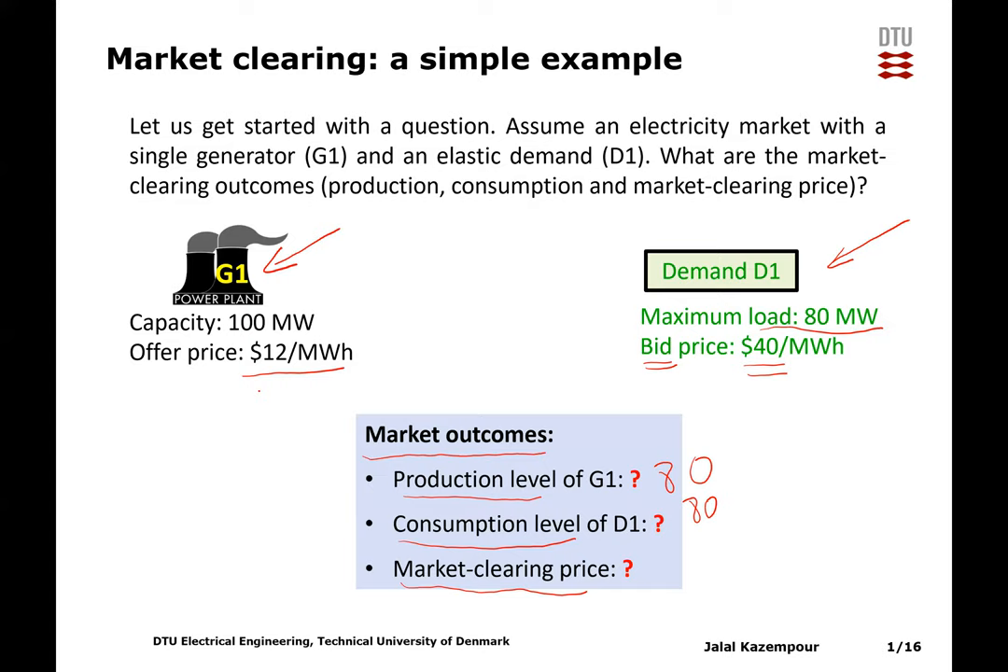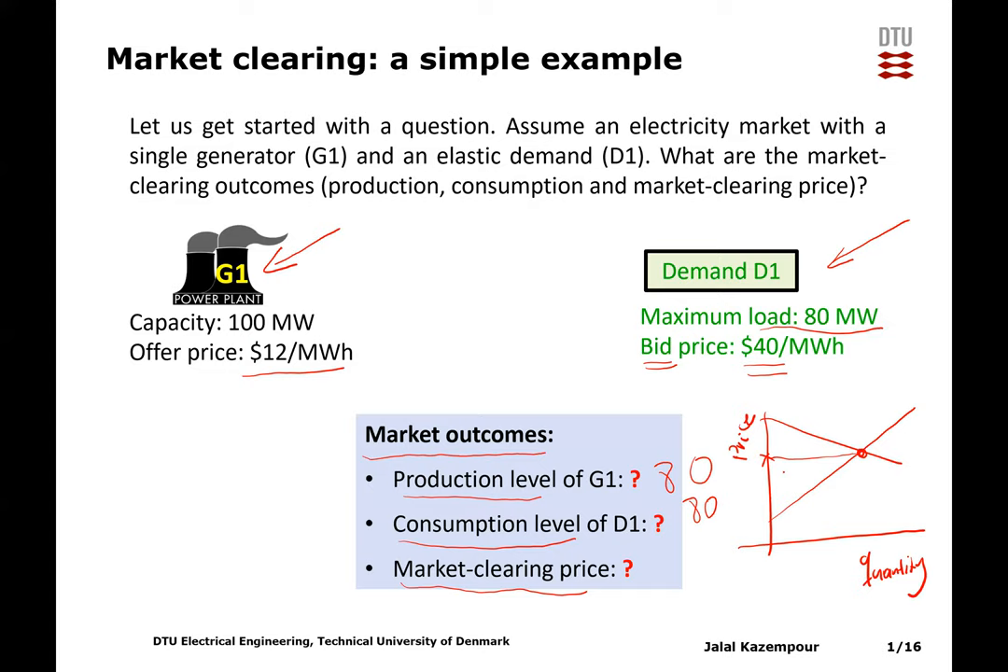Exactly. It depends on merit order, on the supply and demand curve. Okay, let me explain. Let's say here is the price, here is the quantity. So we have a supply and demand curve. This is a demand curve, this is a supply curve. And if there is an intersection, that intersection gives the price. So here will be the price.